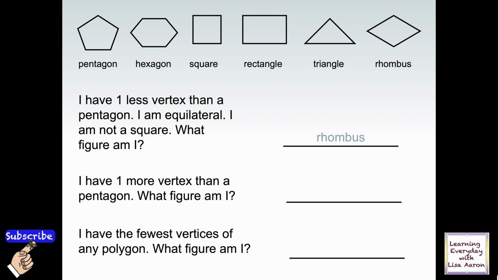Vertexes are the corners, remember? One more than a pentagon. What does pentagon mean? 5. So this would have 6, right? What figure am I? A hexagon. I have the fewest vertices of any polygon. What figure am I? A triangle.